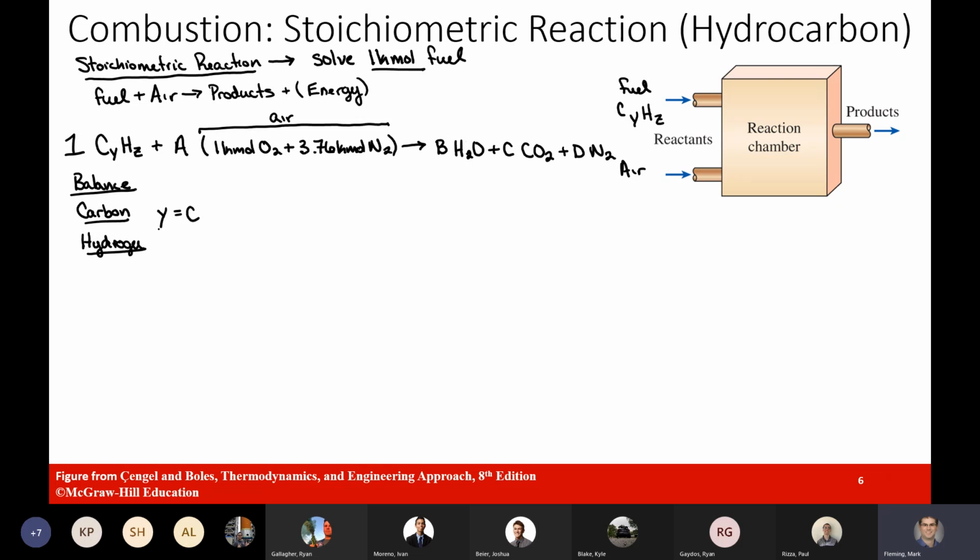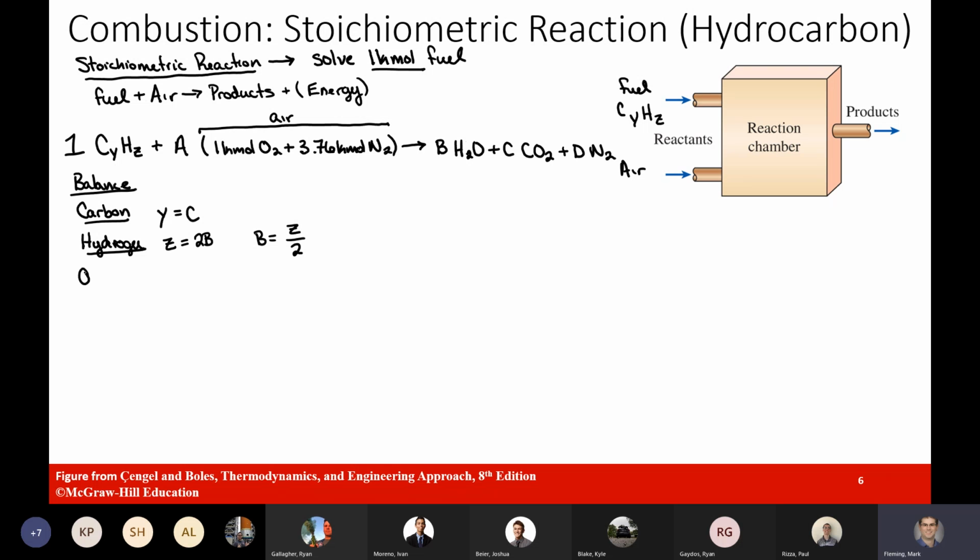In terms of hydrogen, we have 1 hydrogen here times Z. So we'll just have Z number of hydrogens based on our fuel. And then if we go over to the product side, we only have hydrogen in the water. We have 2 hydrogens in the water. So we have 2 times the stoichiometric coefficient, which is B. And so if we go ahead and resolve for B, B is going to equal Z divided by 2.